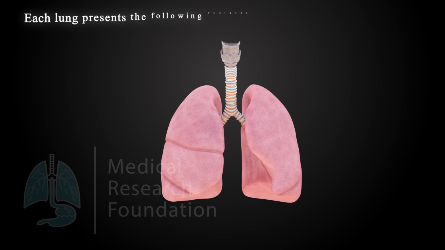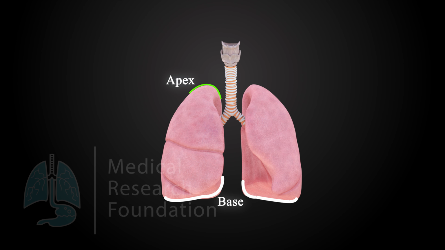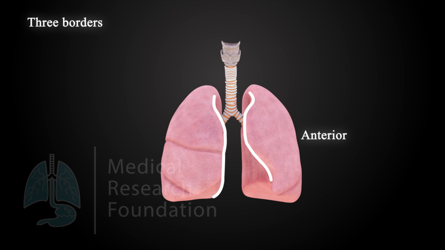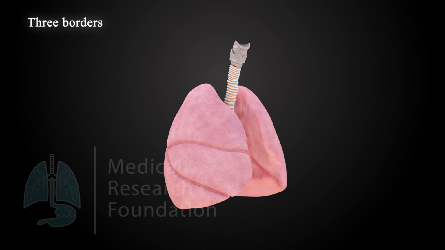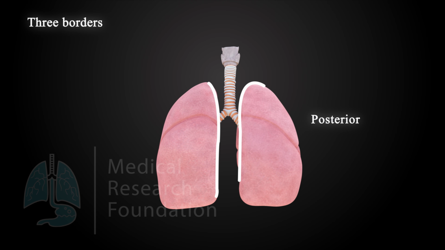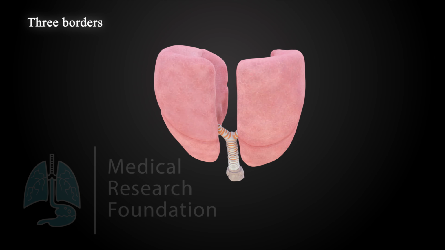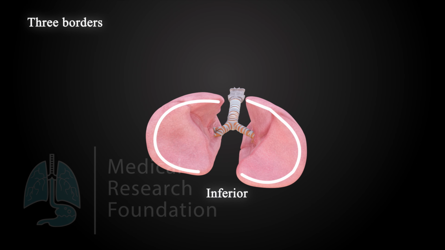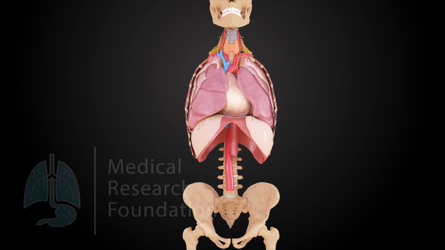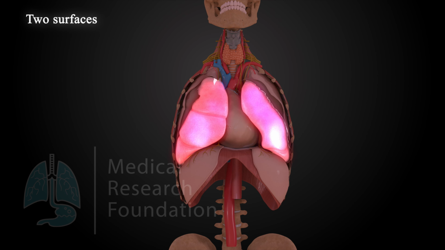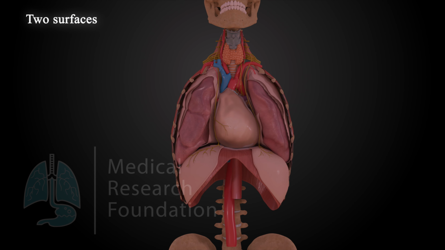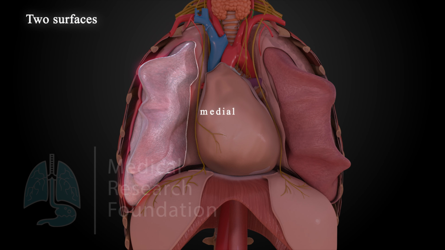External features. Each lung presents the following features: apex, base, 3 borders, anterior, posterior, and inferior, 2 surfaces, costal and medial.